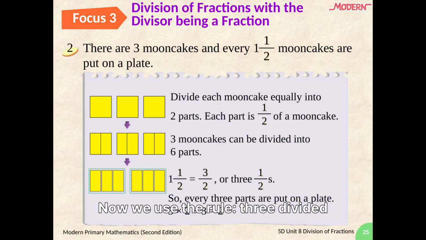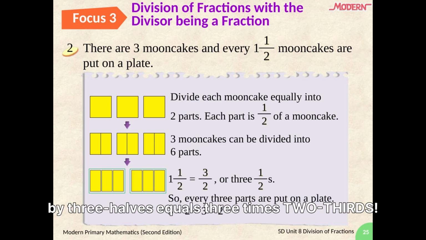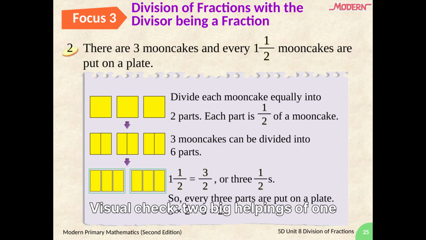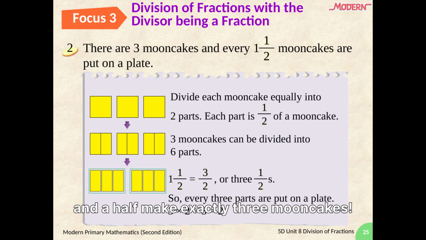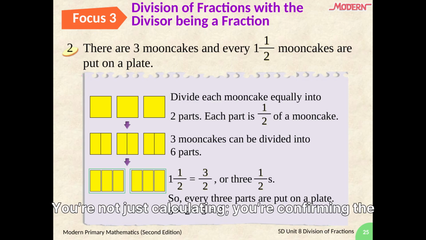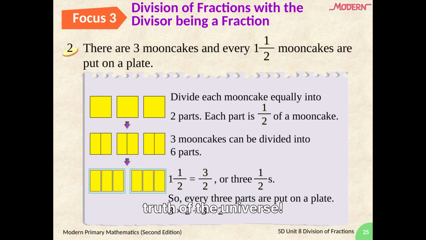Now we use the rule. 3 divided by 3/2 equals 3 times 2/3. 3 times 2 is 6. Divided by 3 is 2. Visual check: 2 big helpings of 1/2 make exactly 3 mooncakes. The math matches the reality. You're not just calculating, you're confirming the truth of the universe, 1 mooncake at a time.